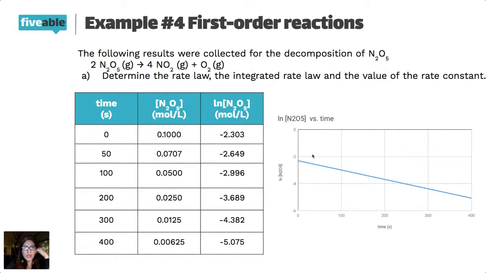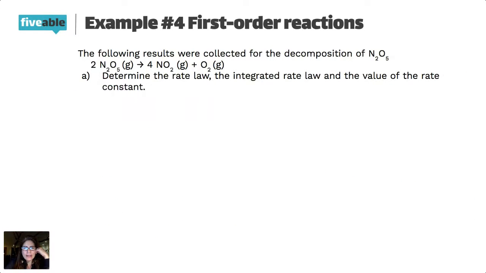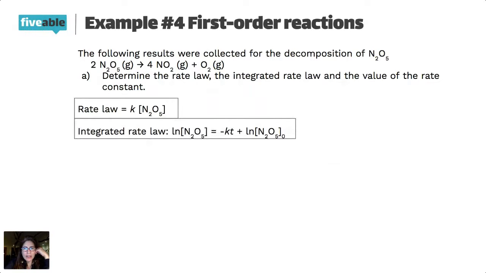Exactly. So once you decided that it is order one, then it's very easy to determine the rate law, right? Because it's order one, and the integrated rate law. How can you get the value of the rate constant? How can you get the value of k? Exactly. Remember that this is the formula of a line. So yes, very good. Thank you, Perla.